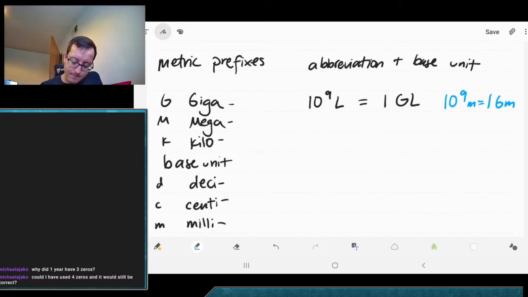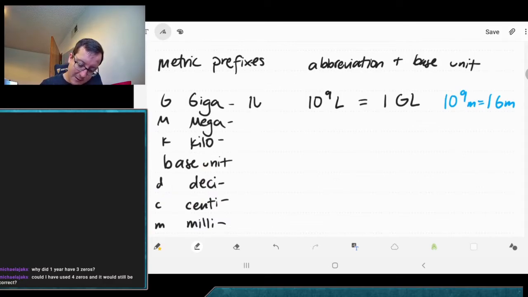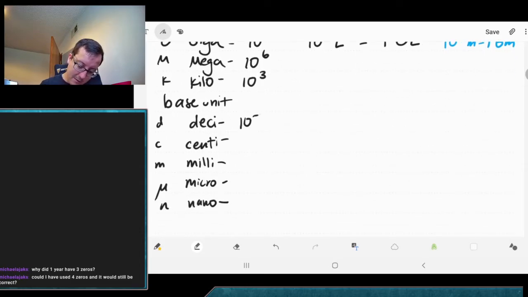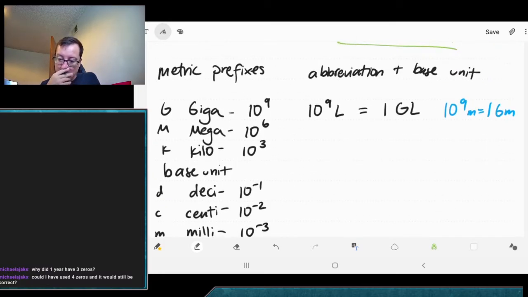So the powers of 10 we're going to have to deal with here are 10 to the ninth, 10 to the sixth, 10 to the third, our base unit, whatever that happens to be, 10 to the minus 1, minus 3, minus 6, minus 9. Again, there's a chart in Discord that has all of this in there. These things are just going to tell us what exponent to use. So we're going to have all of our conversion factors set up, and it's going to make things easier for us this way.